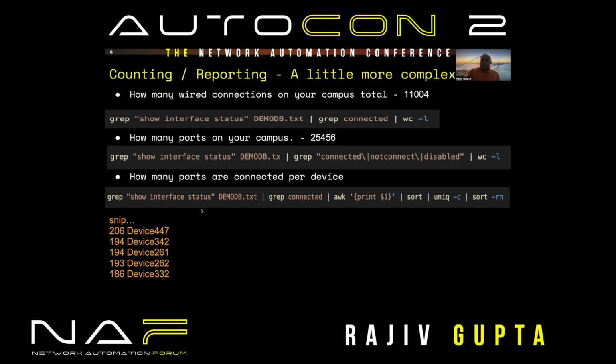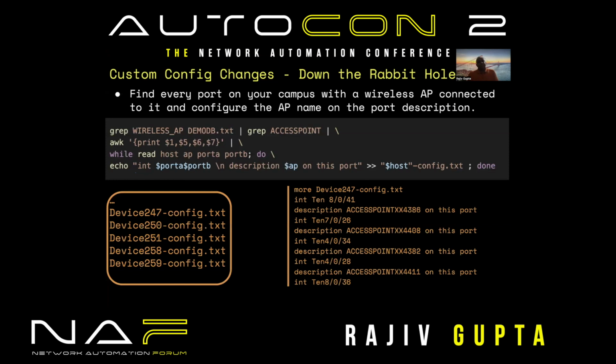And now the next thing we're going to do is a much more complicated example. In this case, we're going to find every port on your campus with a wireless AP connected to it, and then configure that AP name on the port description. So this is going to be a very complicated query and conversion into actual device configurations.